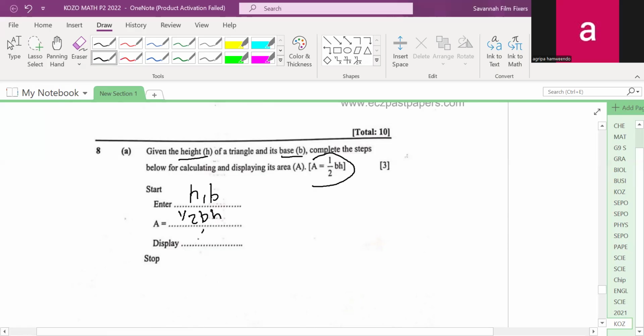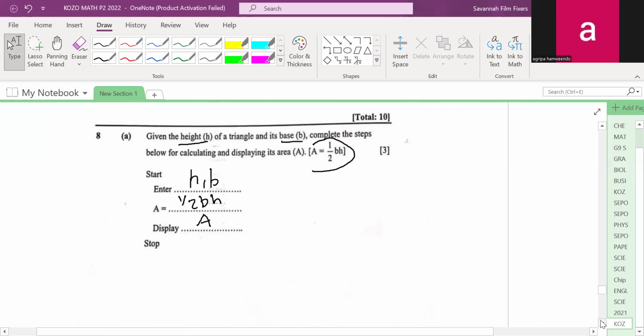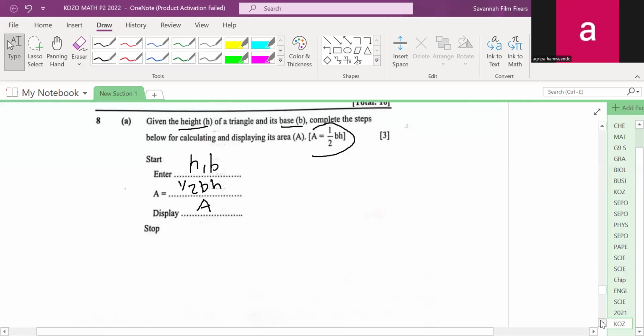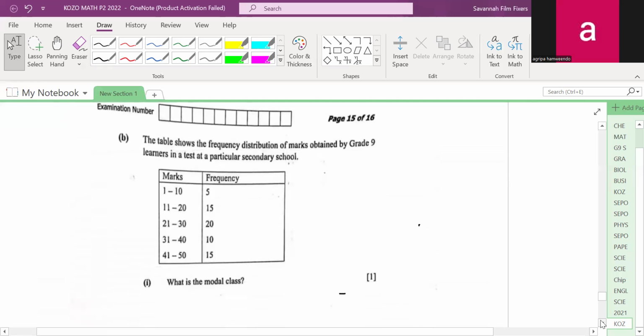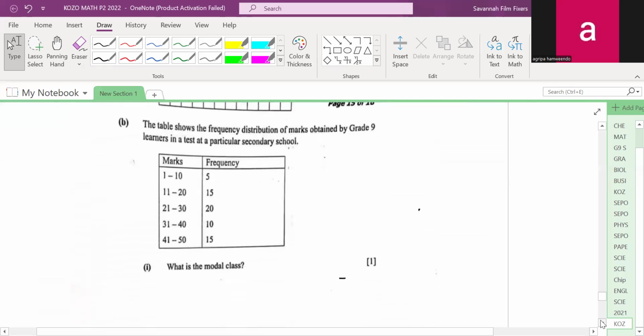And at the end of the day, we're displaying area, right? Yes. And we're stopping, so it ends there. We should get the area. We stop. Not bad, huh? Not bad. Very simple. Surprisingly simple.